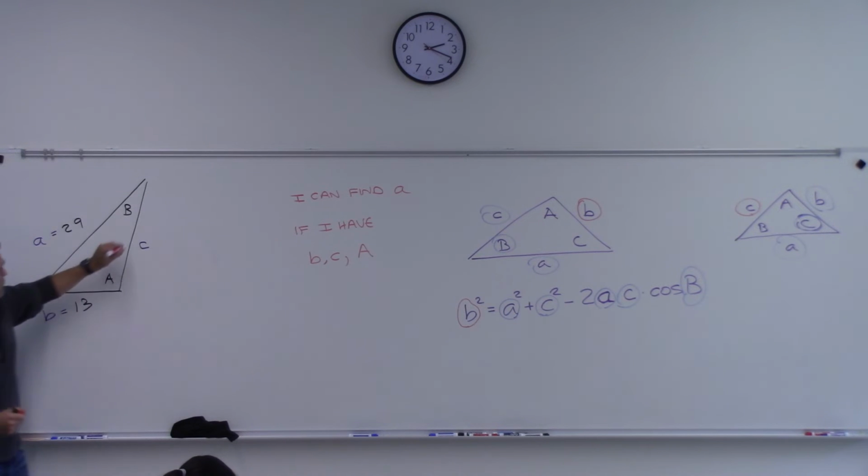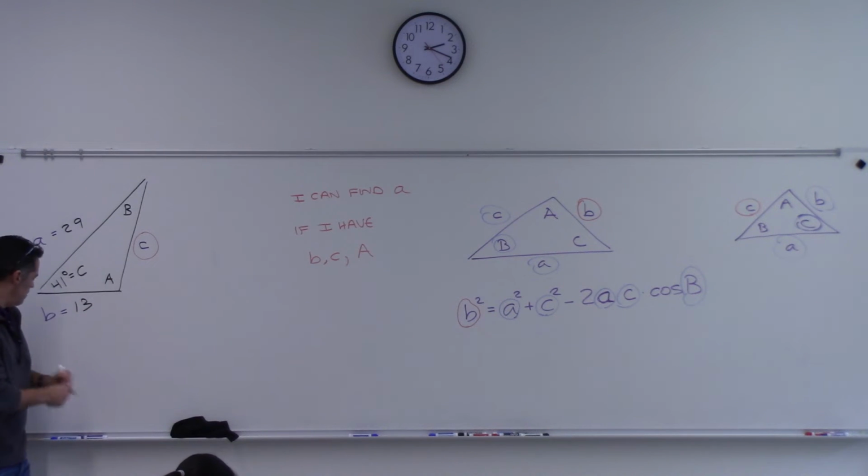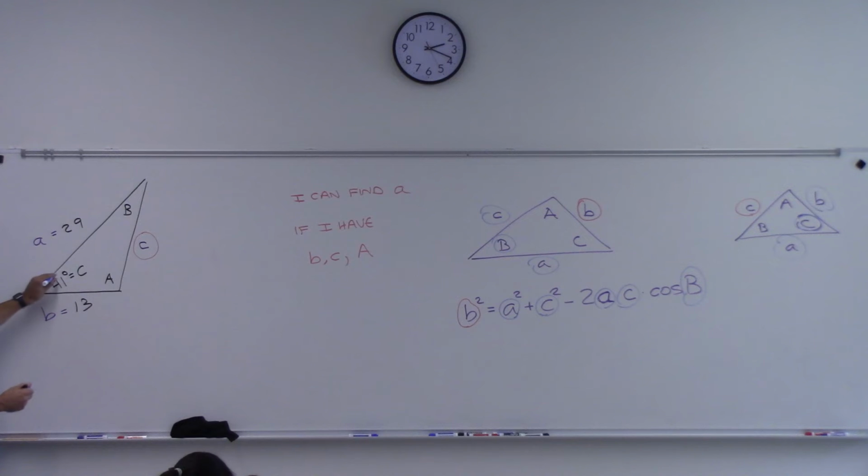So do y'all see that we can find c because we have the angle across from it and we have the two sides? You see it? The angle across from C and the two sides, we have that information. So I'm going to use the formula that has c squared.